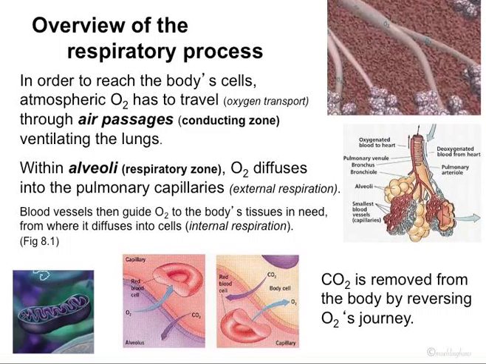And then from there, blood vessels guide that oxygen molecule through the body's tissues to wherever there needs to be oxygen in the tissue, and it then diffuses from the blood into the tissue cells, and that's known as internal respiration. Carbon dioxide is removed from the body in a reversing order of that journey.